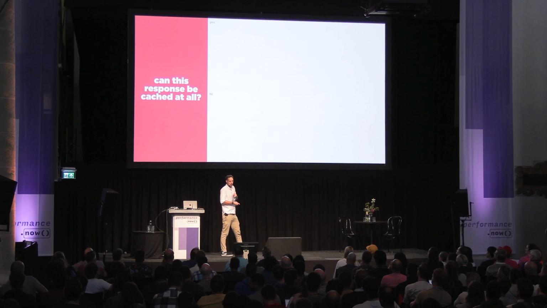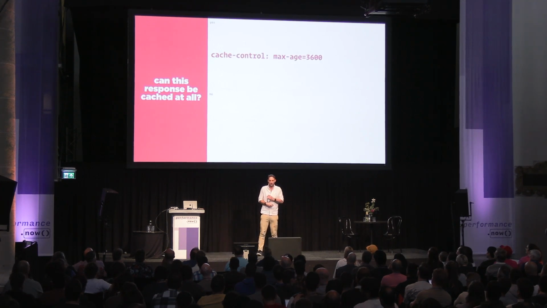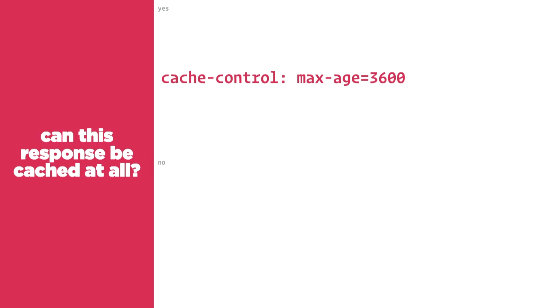OK, if we can store this response, we'd probably just use something like cache control with a max age. One thing I should say is every single number in these slides is just an example. Don't go copy and pasting anything from my slides. These are just examples for example's sake.